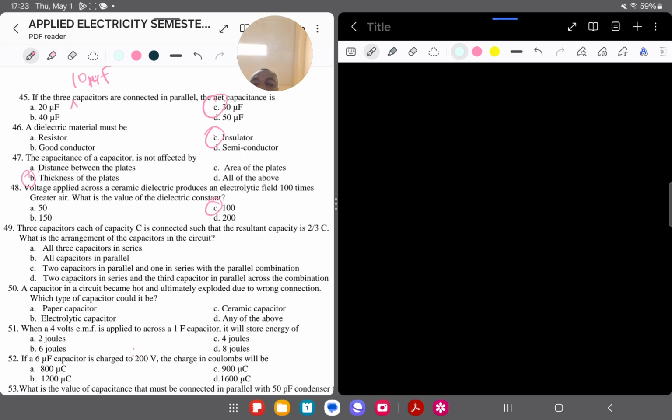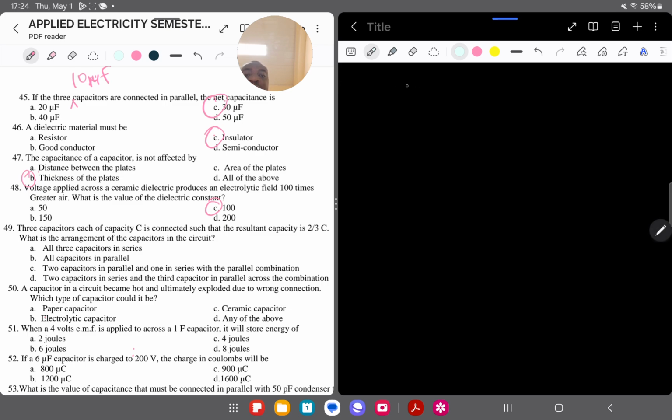Why am I saying it's the trickiest question? Because here we are given 3 capacitors. Each is having a capacitance of what? C, right? That's the value of the capacitance. We are using C here to represent the value of the capacitance of each capacitor. So there are 3 of them.